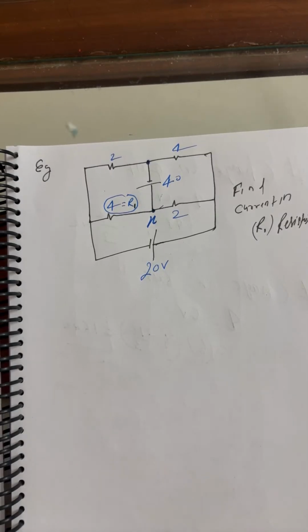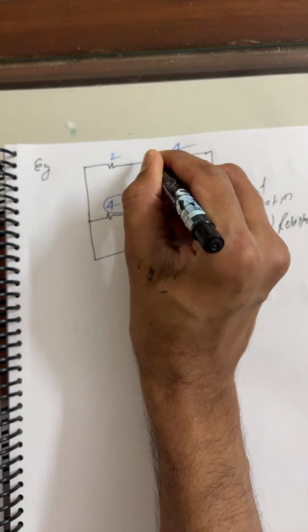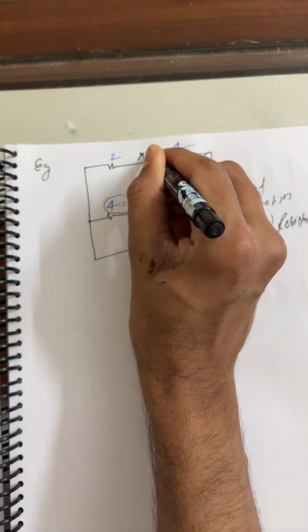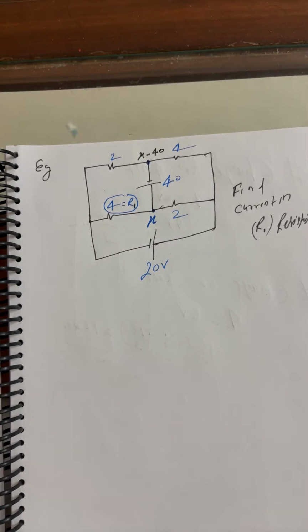Hello, Samrit. Okay. So this is 20 volt. Right, student? Okay. So this is X. So what you can say? This point potential is X minus 40. This is X minus 40. Right? Okay. Then we'll go through this.